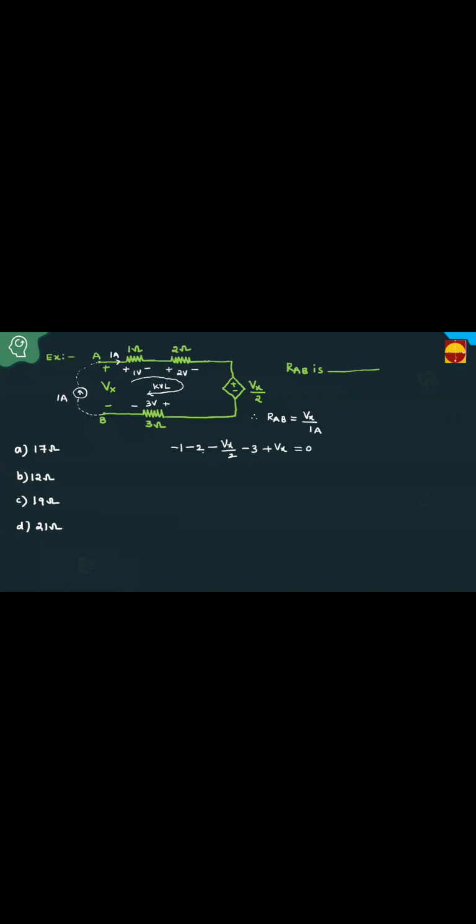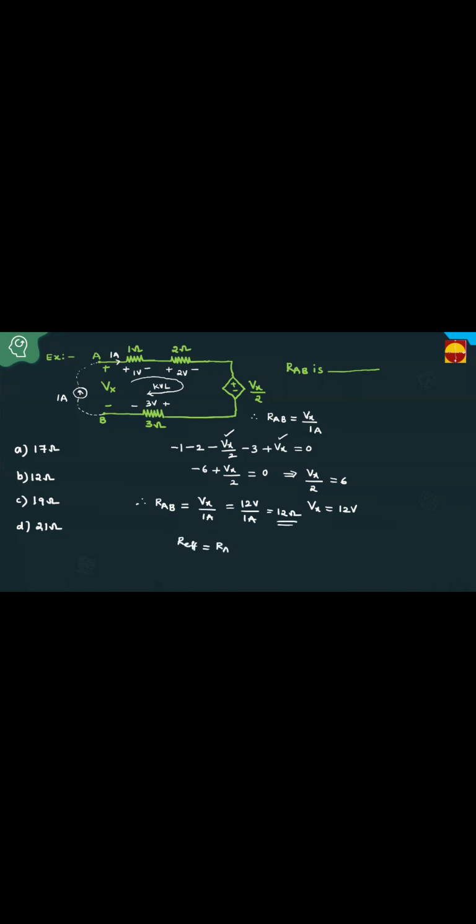From this, minus 1, minus 2, minus 3, that is minus 6, then minus Vx by 2, plus Vx, that is plus Vx by 2, is equal to 0. From this, what is Vx equal to? Vx by 2 equal to 6. Then Vx equal to 12 volts. Then how to calculate RAB? RAB is equal to Vx by 1 ampere, that is 12 volts by 1 ampere. This is equal to 12 ohms, the effective resistance between A and B terminals.